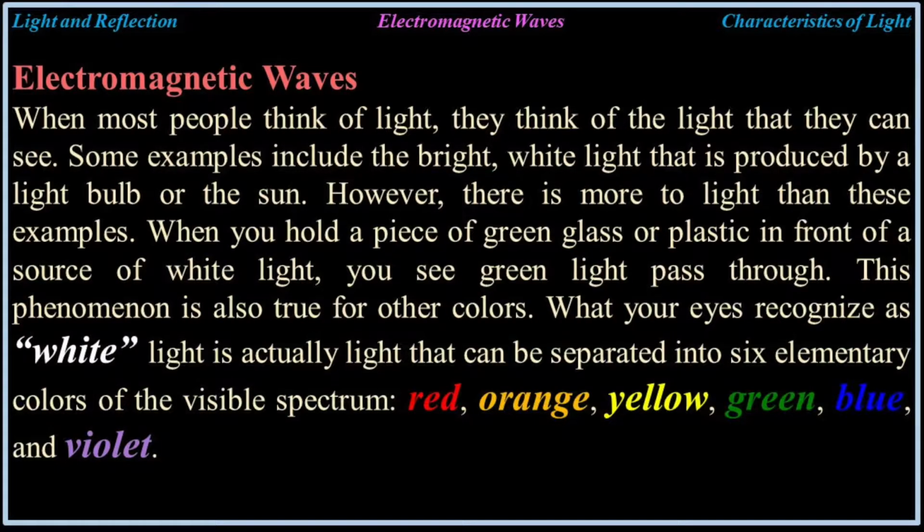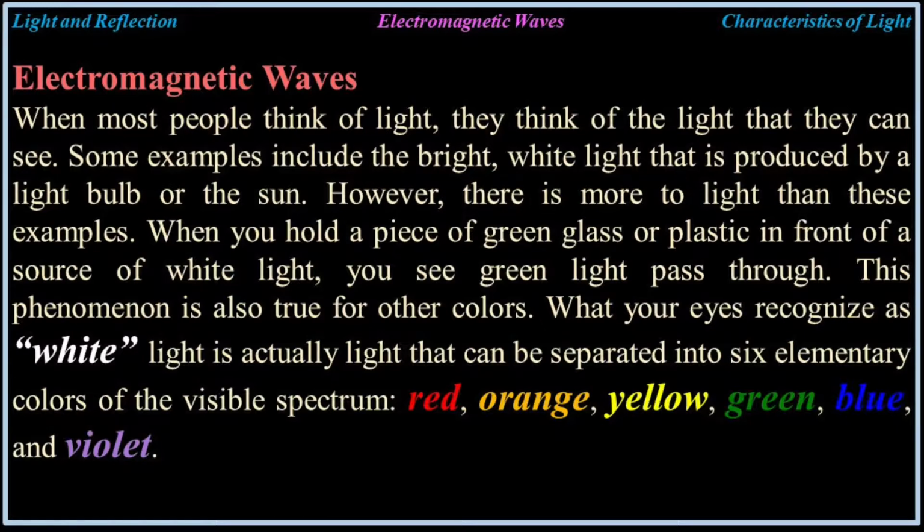Electromagnetic waves. When people think of light, they think of the light that they can see. Some examples include the bright white light that is produced by a light bulb or the sun. However, there is more to light than these examples. When you hold a piece of green glass or plastic in front of a source of white light, you see green light pass through. This phenomenon is also true for other colors.